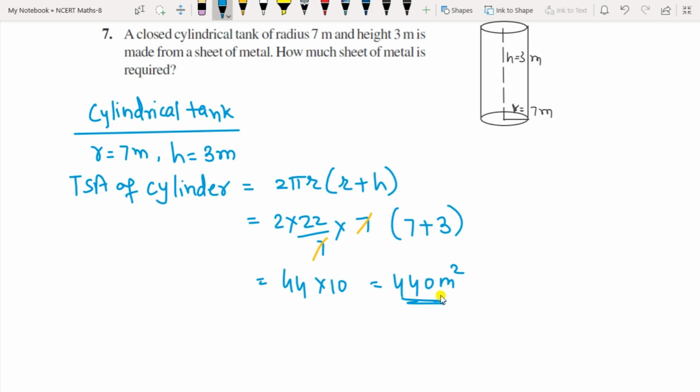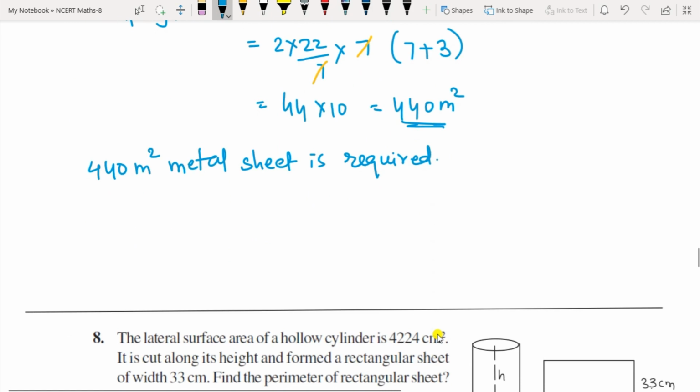So how much sheet of metal is required? This much sheet of metal is required. Whatever the total surface area is, that is the sheet required. So 440 meter square of metal sheet is required for making the cylindrical tank. So this is how you have to solve your question number 7.